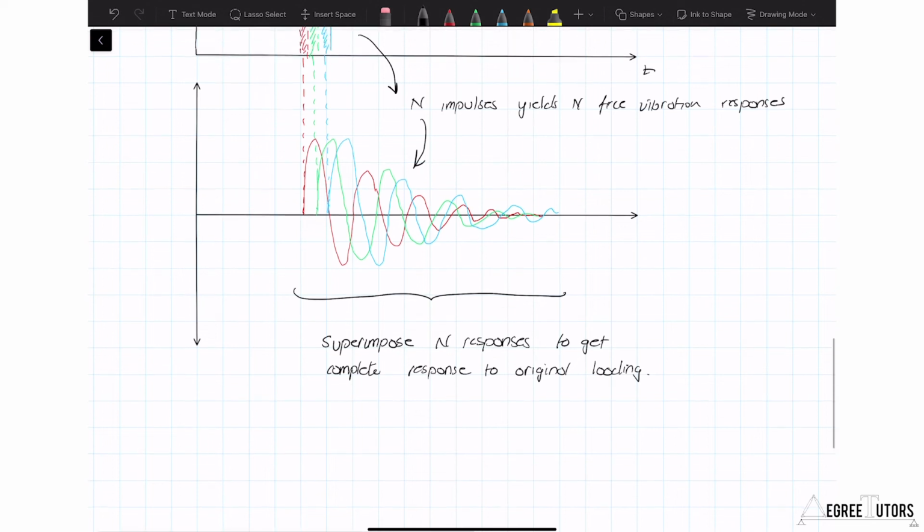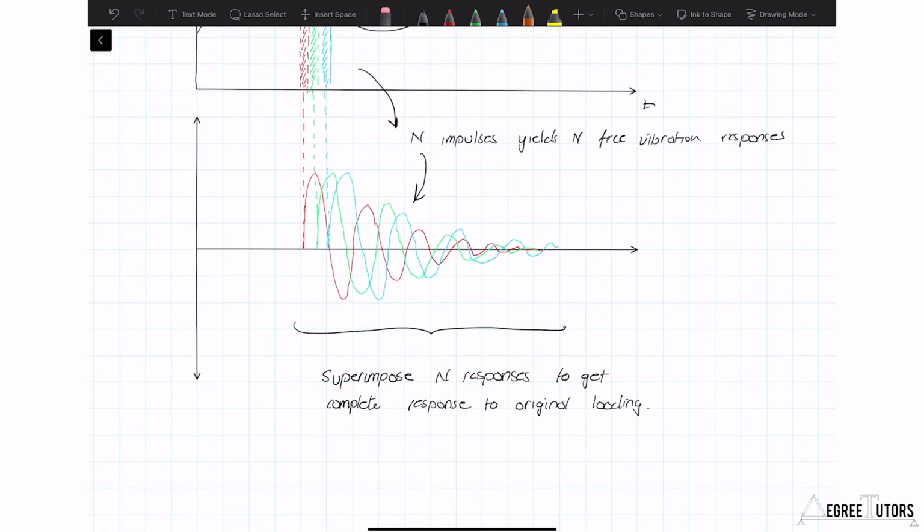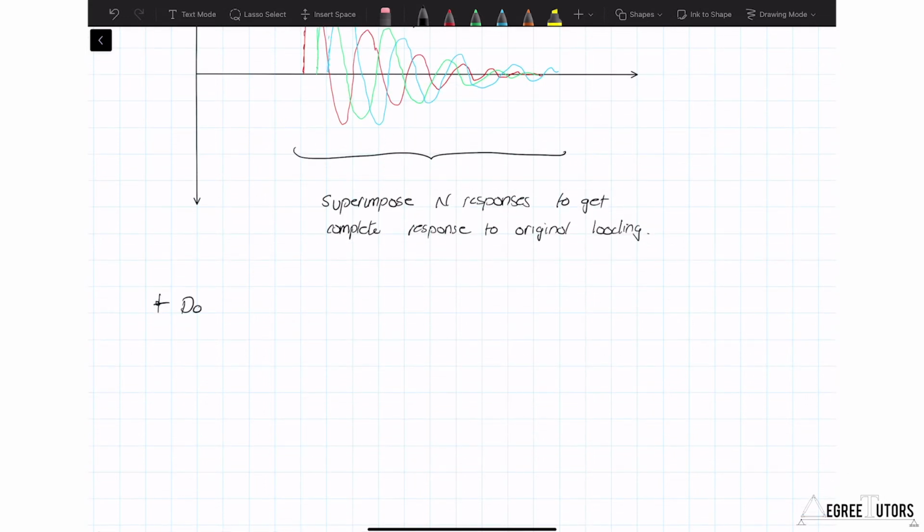So our task now is to work out, what's the equation for one of these responses? Let's say take that blue one. What's the equation that gives you that blue oscillation? That's what we're going to try and do next. So what we're doing is working out the damped impulse response.